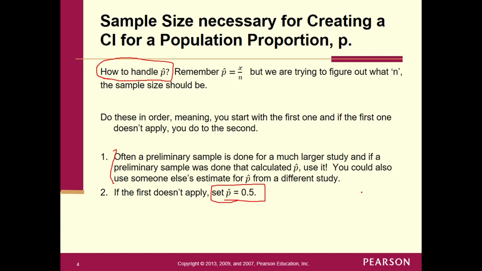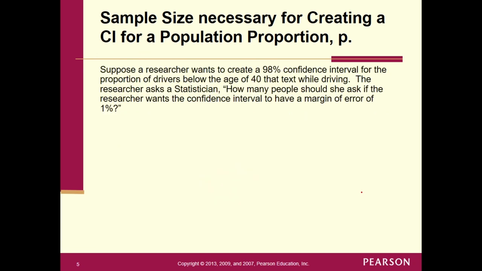Okay, so let's just get into a problem. Suppose a researcher wants to create a 98% confidence interval for the proportion of drivers below the age of 40 that text while driving. The researcher asks the statistician, how many people should she ask if the researcher wants the confidence interval to have a margin of error of 1%? So remember that 1%? That's a lot of precision. Okay, so let's see what happens.